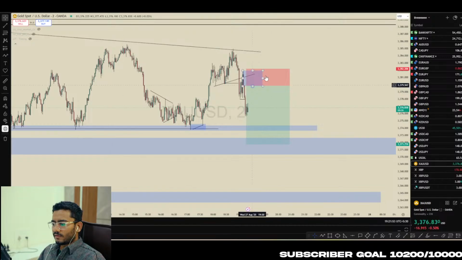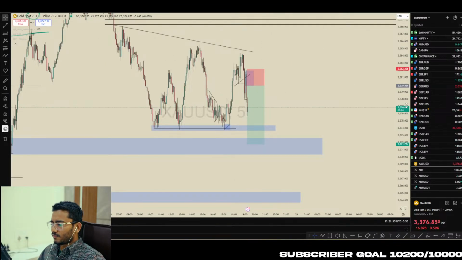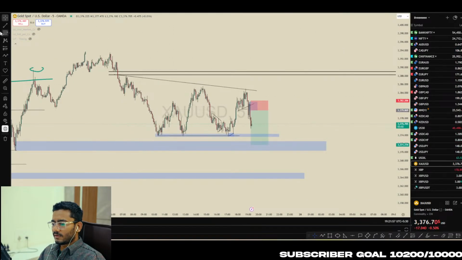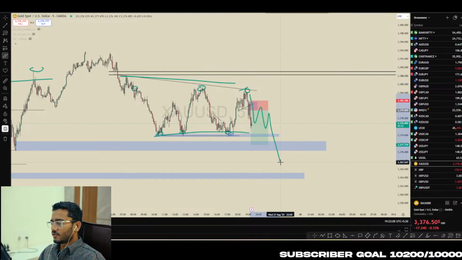And if you're selling from here, then keep your risk low because price is consolidating, it's just bouncing off from highs and lows. Here we have these three taps. Again, price has this third tap creating support and resistance. So it can shoot in any direction.